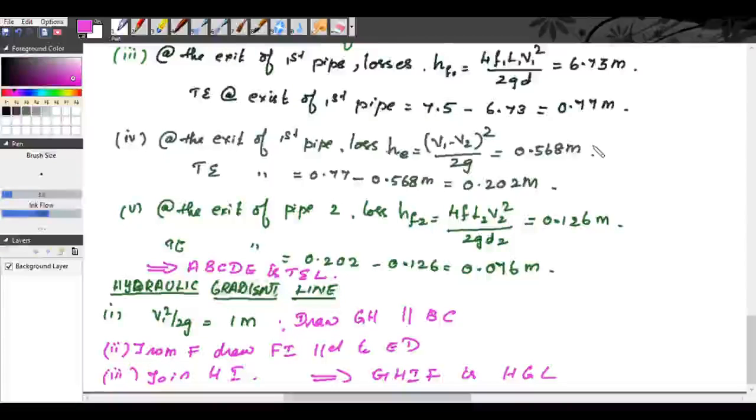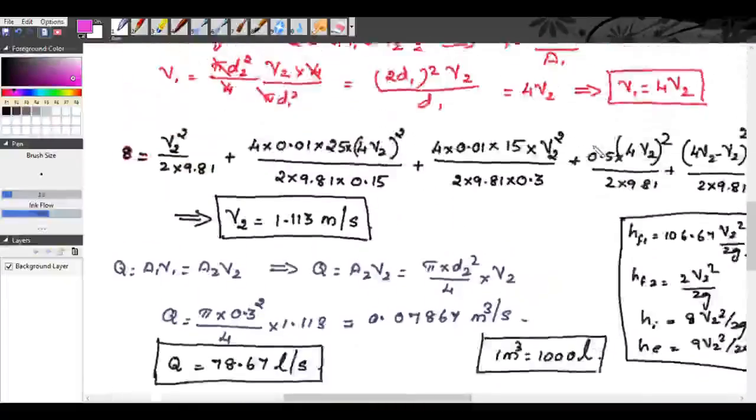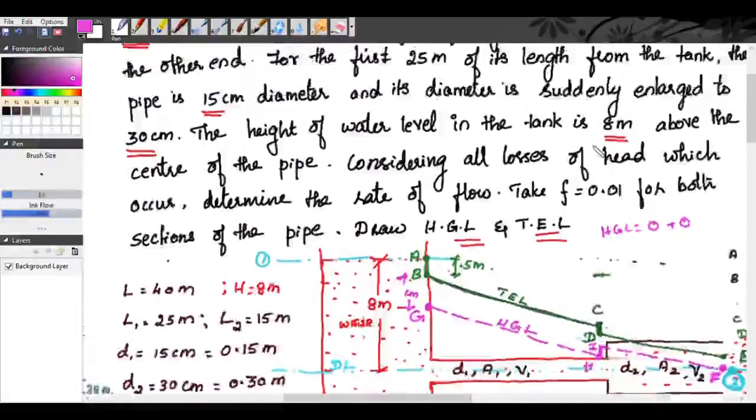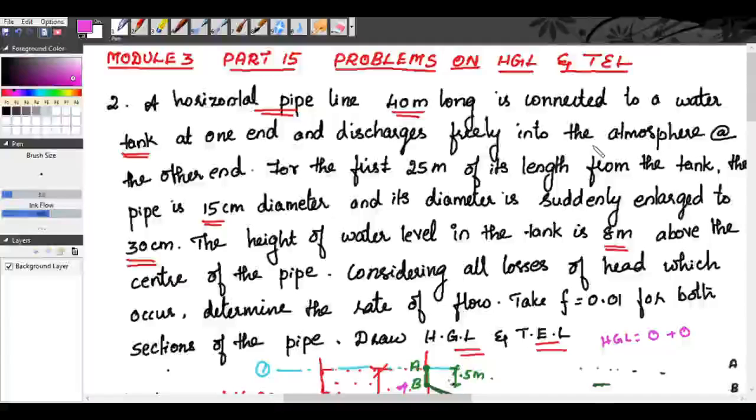So I think one problem is enough for today. We will see one more problem for this hydraulic gradient line and total energy line in the next class. Thank you.